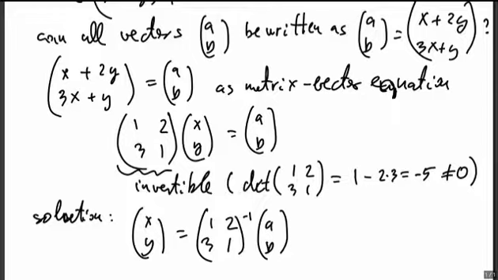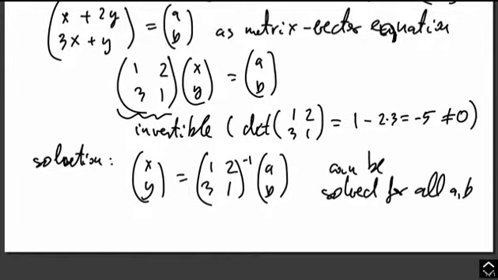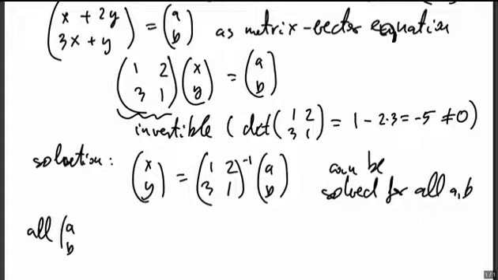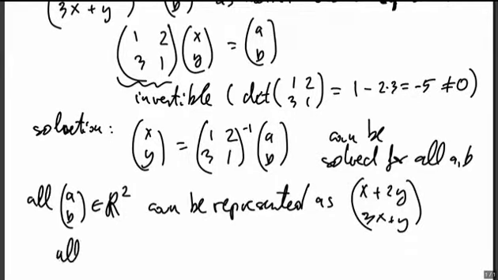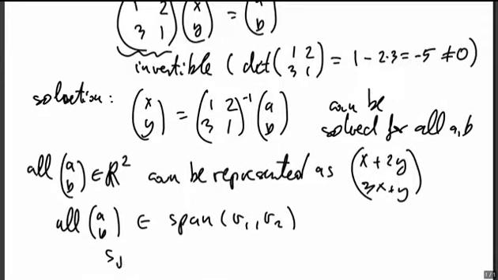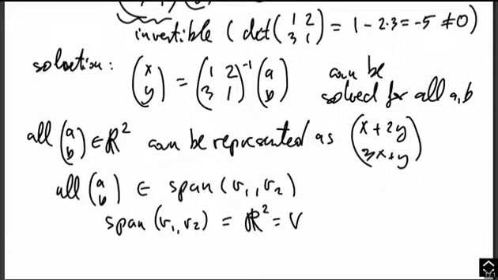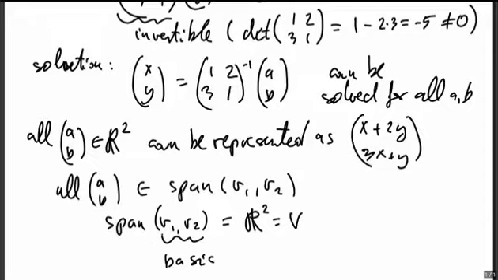And this can be solved for all a, b, which means that all (a, b) in R2 can be represented as (x plus 2y, 3x plus y) for some x, y, which means that all (a, b) is in the span of v1, v2. So the span of v1, v2 equals the whole vector space R2. That means this v1, v2 is a basis. We created a basis: a linearly independent list, and it's a spanning list.